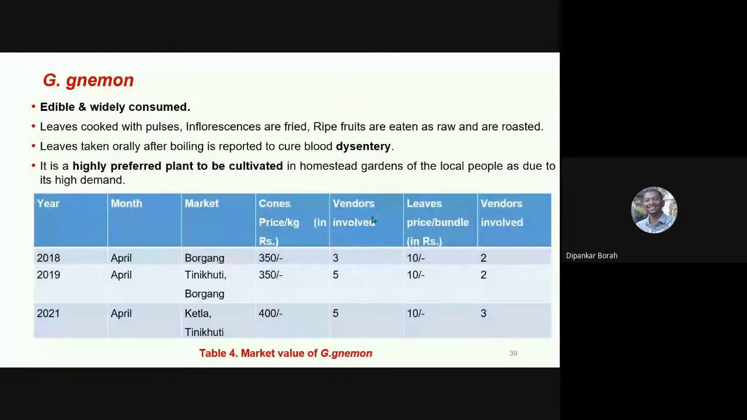Netum nemon is a widely consumed edible. The leaves are cooked with pulses, inflorescences are fried, ripe fruits are eaten raw as well as roasted. It is a highly preferred plant to be cultivated in the homestead gardens. Table 4 shows the market value of Netum nemon. In the year 2018, the price of cones per kg was 350 rupees, which then increased to 400 rupees in the year 2021. The vendors involved also increased to 3 to 5 in 2021. However, the price of the bundles of leaves remained the same.